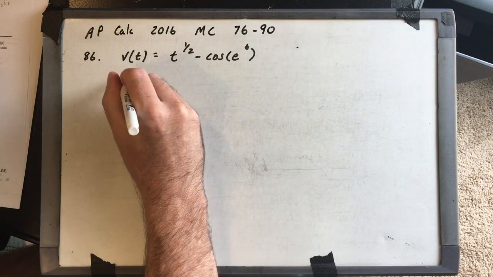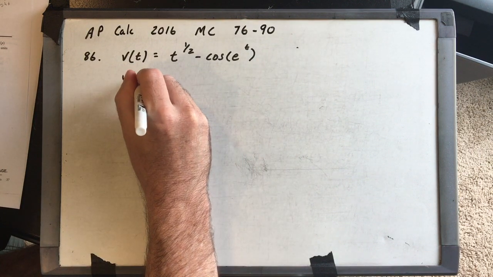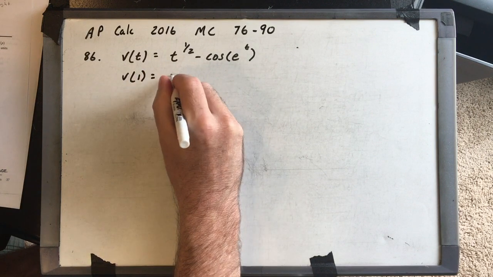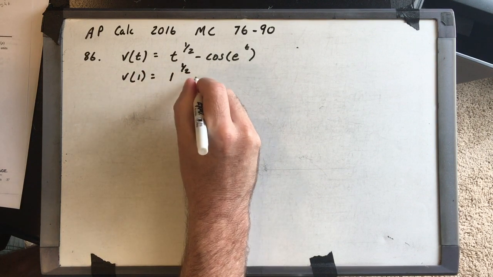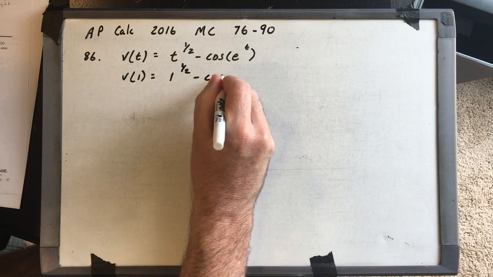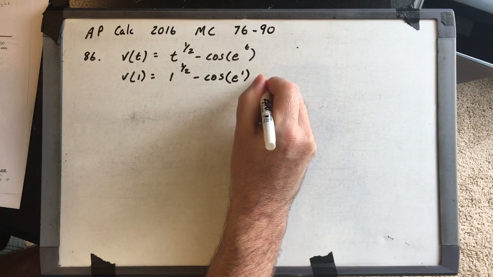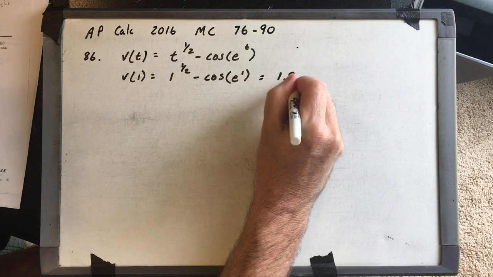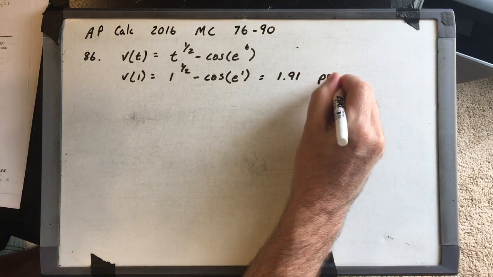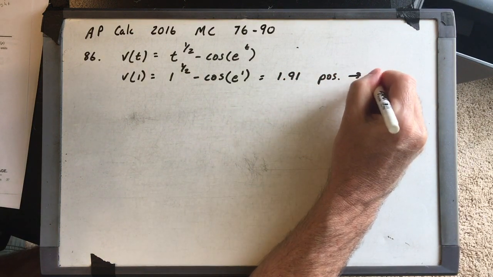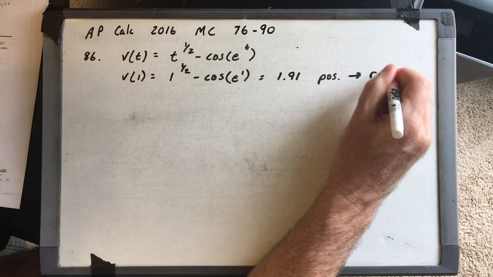So if v of 1, let's just plug that in. So that's 1 to the 1/2 minus the cosine of e to the 1. Put that in your calculator and you'll get that is 1.91. That's positive, so it means it's moving to the right.